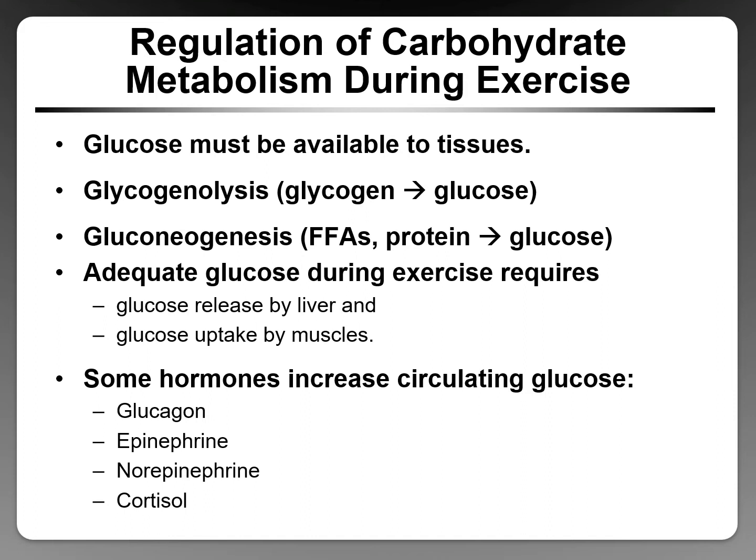Some hormones that can increase circulating glucose are glucagon, epinephrine, norepinephrine, and cortisol. Our circulating glucose during exercise will also be affected by growth hormone, which allows free fatty acid mobilization and cellular glucose uptake, as well as T3 and T4, which are going to impact glucose catabolism and fat metabolism. The amount of glucose released from the liver will depend on the exercise intensity and duration.